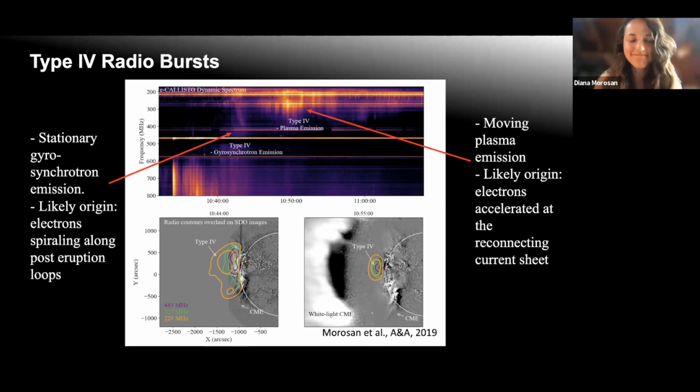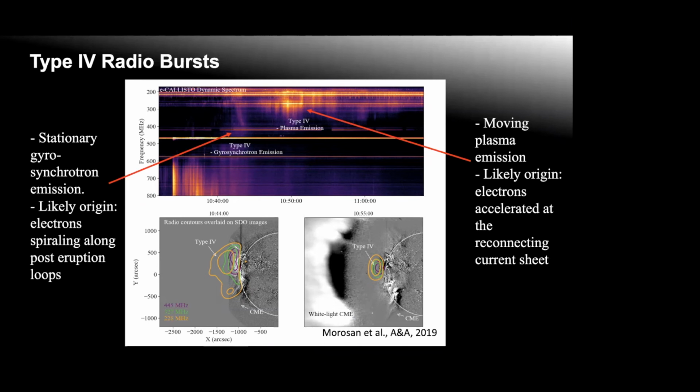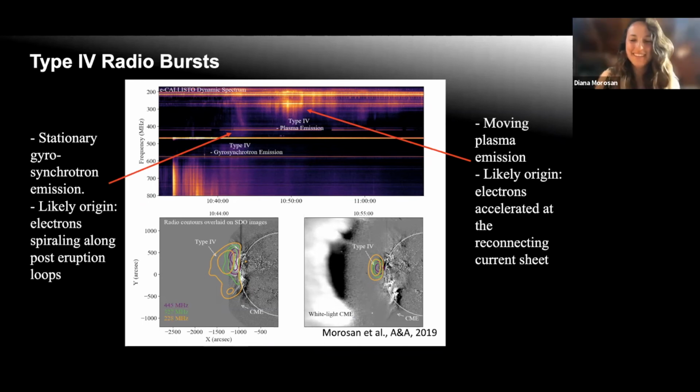So yeah, it's the ambiguity in how you label these things. Yeah, exactly. There's a lot of ambiguity with type 4 bursts, and they require both imaging and spectroscopy to determine what exactly they are. It's a very, very loose category of bursts. But this case here is just one event. You can also have stationary plasma emission, you can have moving gyrosynchrotron emission, or you can have just plasma emission in different positions around the CME. And those are all type 4 bursts, and they could correspond to very, very different processes.